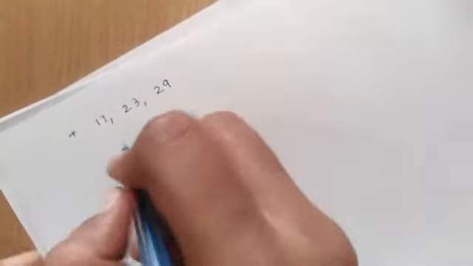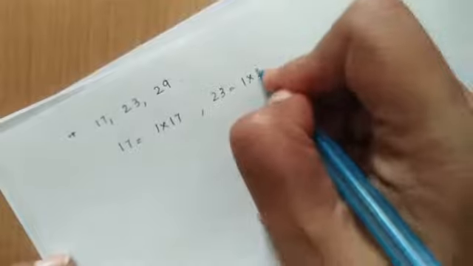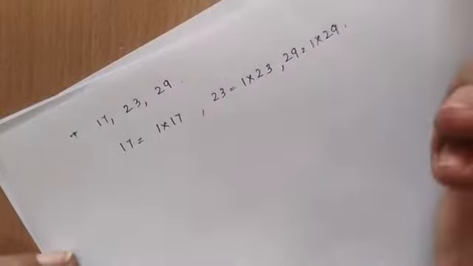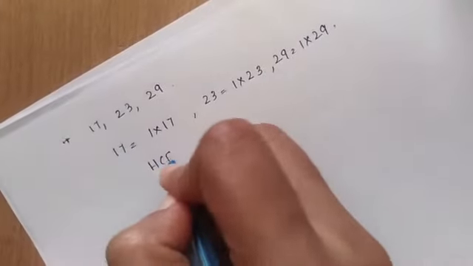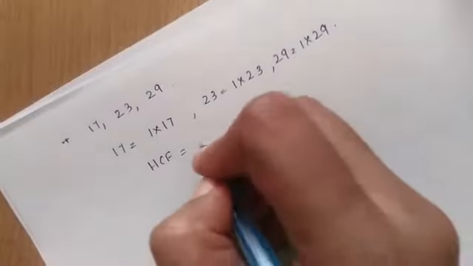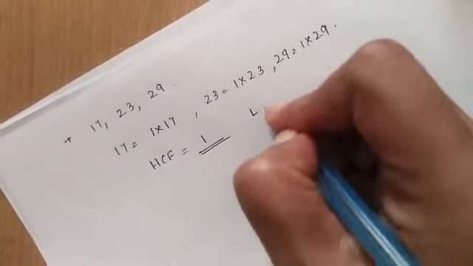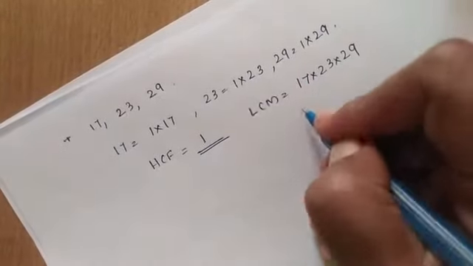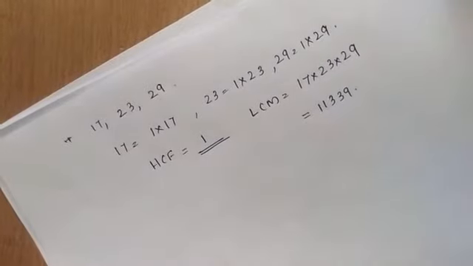Our next question is 17, 23 and 29. 17 is equal to 1 into 17. 23 is equal to 1 into 23. 29 is equal to 1 into 29. So for finding HCF, there is no common factor, so we can say it as 1. LCM is equal to 17 into 23 into 29, which is equal to 11339.